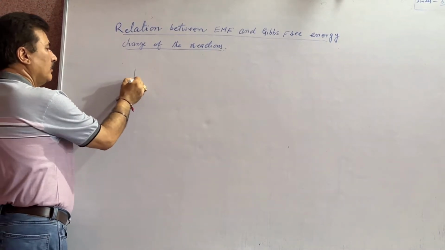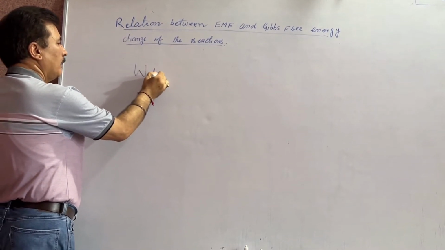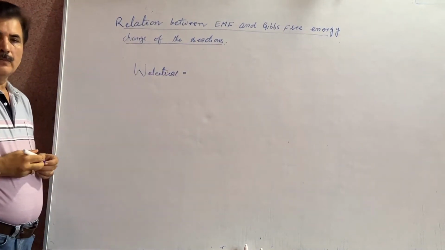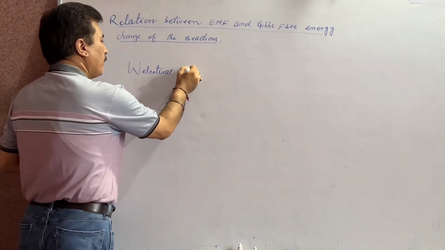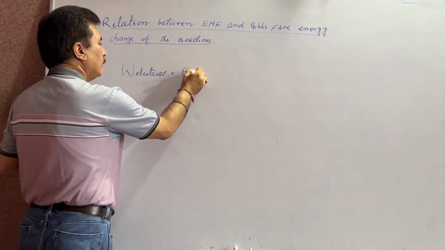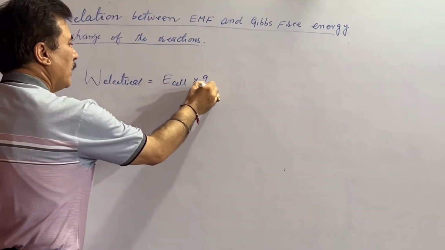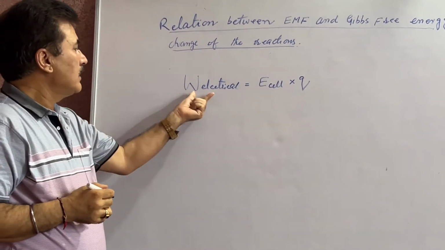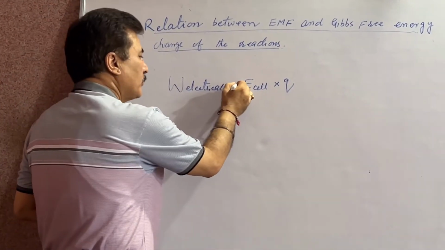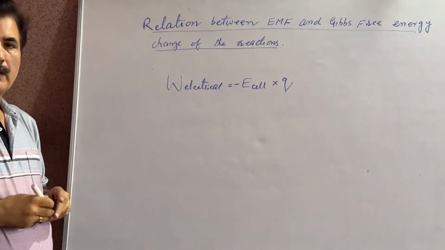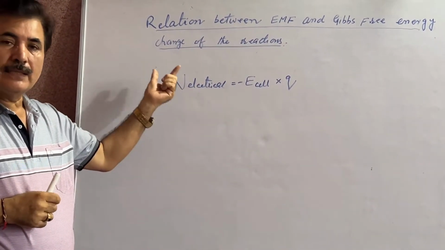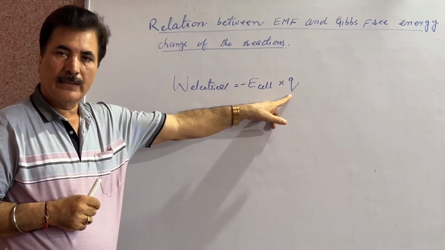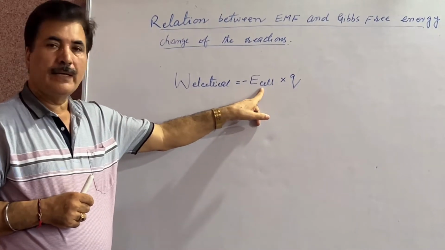always equal to the product of EMF of the cell and the charge that flows through the cell. Since the work is done by the system, we can use the negative sign. That's the electrical work done in a system is equal to the product of the charge that flows through the system or the cell and the EMF of that cell.